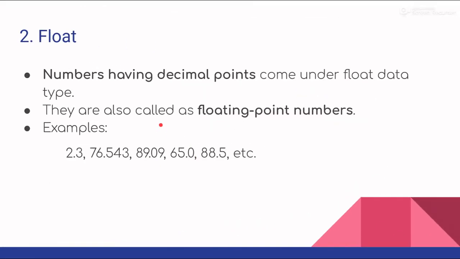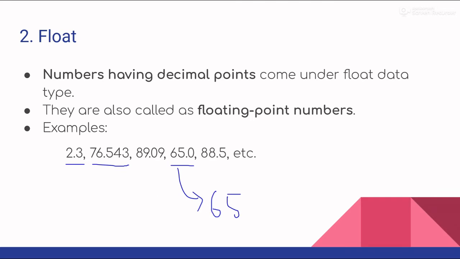Now let's move ahead. The next one is float. Now what is float? Numbers having decimal points come under the float data type. The numbers that have decimal points, unlike integers, come under the float data type. They are also called floating point numbers. For example 2.3, 76.543, or even 65.0, which seems like an integer, right? It's the same as 65. So 65 is an integer.